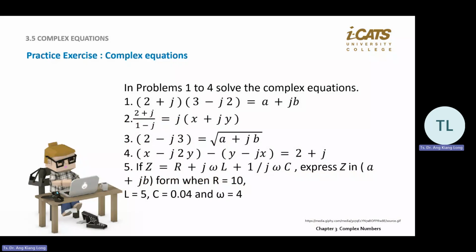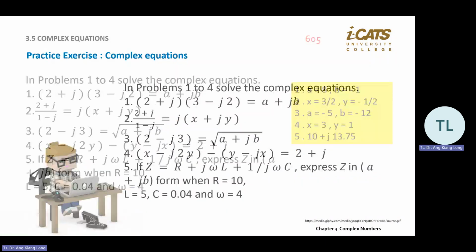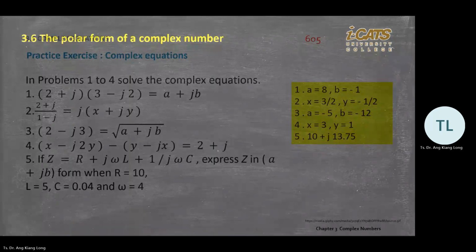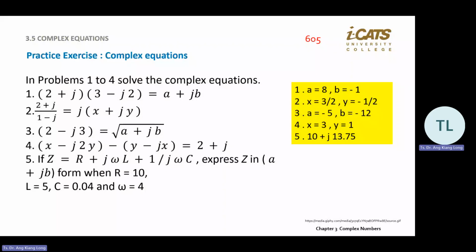So this will be your practice exercise. You will start seeing this omega L in your circuit design class. We stop at Cartesian complex number. We continue next week into polar.